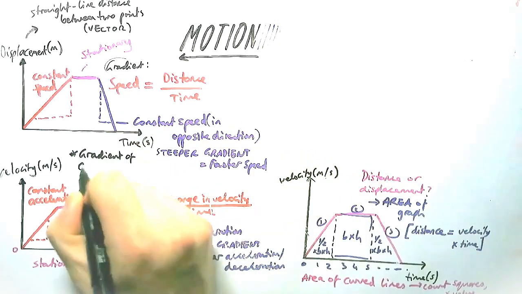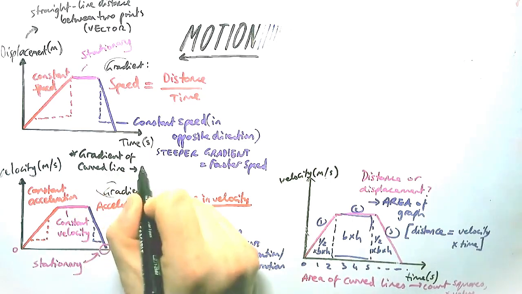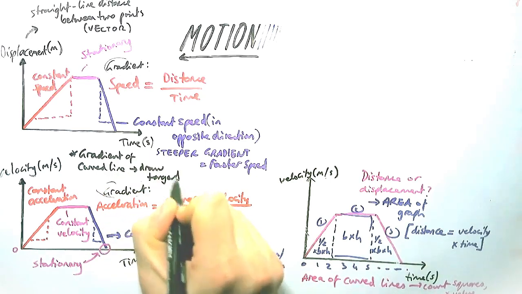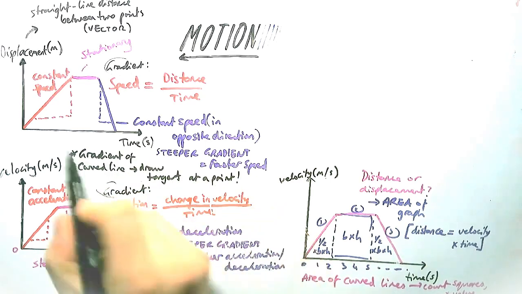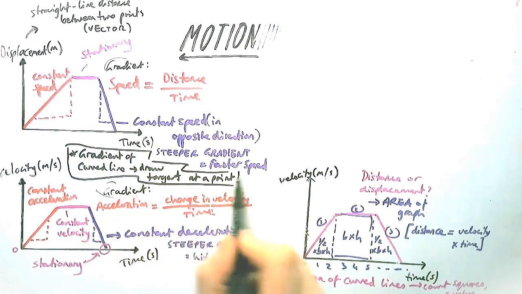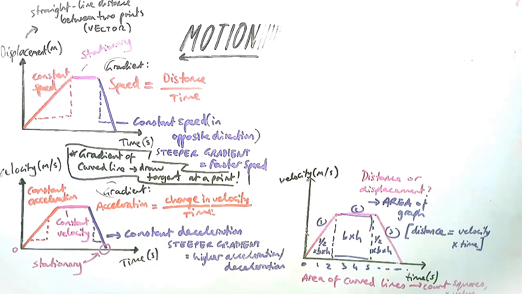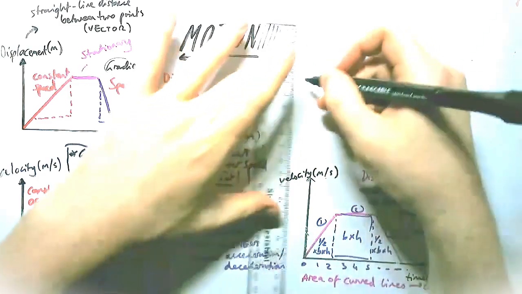While we're talking about curved lines, if you want to find the gradient of a curved line, then you have to draw a tangent. So for any curved line, don't just pretend it's a straight line. Draw a tangent at that point and work out the gradient of that tangent. One of the hardest things they can ask you about these graphs is curved lines.